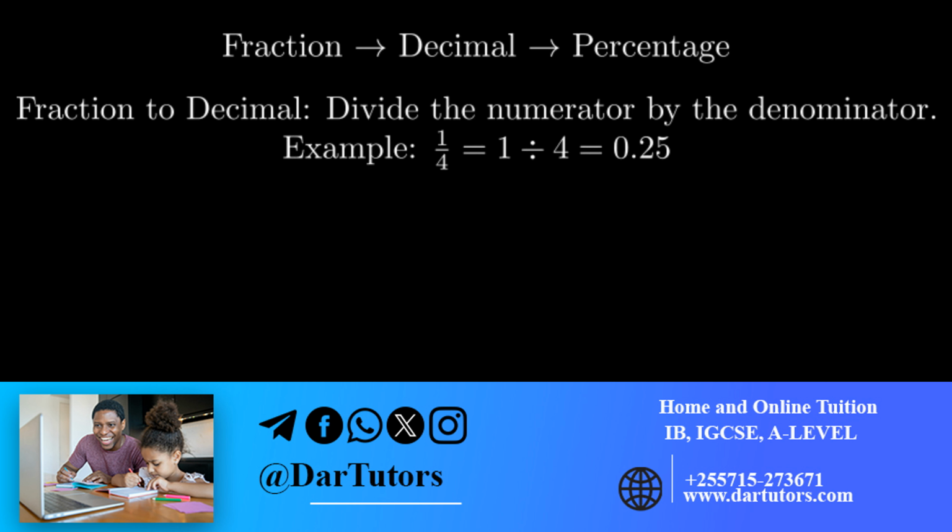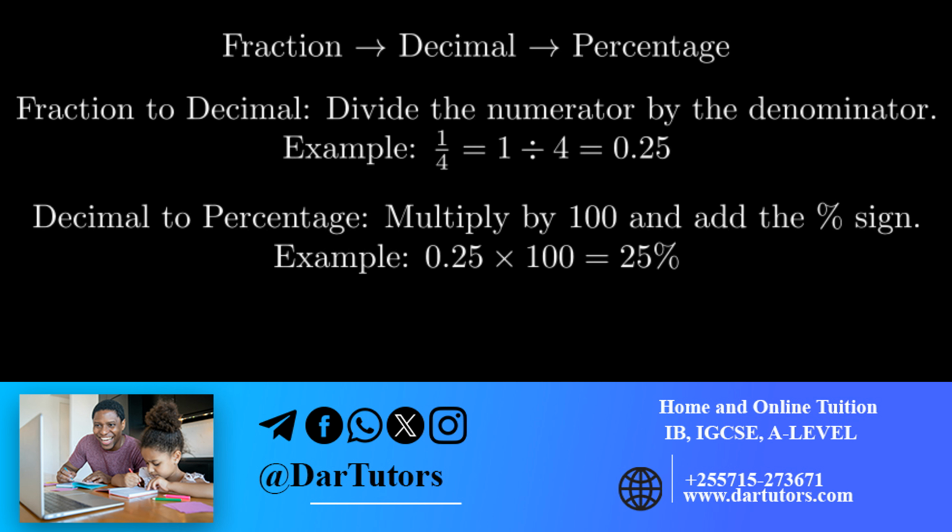Let's tie everything together. In this scene, you will learn the methods to convert between fractions, decimals, and percentages. Being able to move smoothly between these three forms is essential. Let's review the key conversion paths. First, to change a fraction to a decimal, you divide the numerator by the denominator. For example, 1/4 becomes 1 divided by 4, which is 0.25.